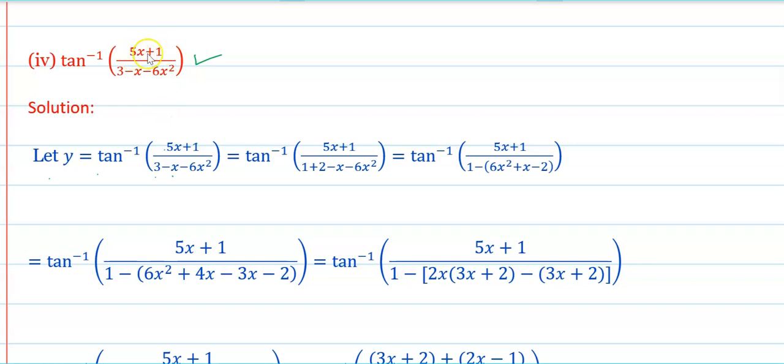But here we have the polynomial in the form 5x plus 1 upon 3 minus x minus 6x square. Now tan inverse of 5x plus 1 upon this 3 minus x minus 6x square can be written as 1. This 3 can be written as 1 plus 2, and the remaining terms as they are: 1 plus 2 minus x minus 6x square. Take minus sign common from all these. If you take minus sign, then you will get 6x square plus x minus 2. Now tan inverse of 5x plus 1 upon 1 minus, in bracket, 6x square plus 4x minus 3x minus 2.